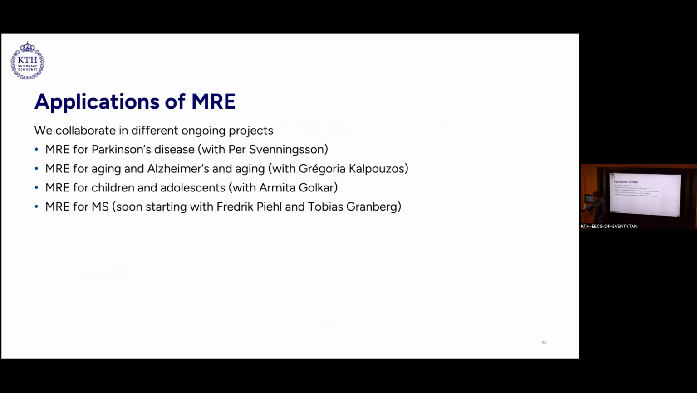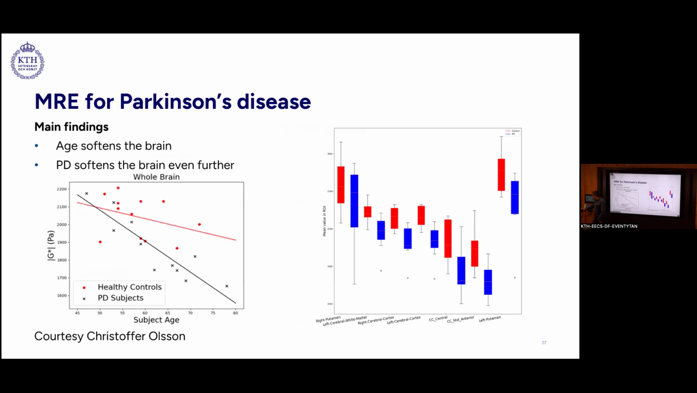We have different projects on MRI: Parkinson's, Alzheimer's, children and adolescents, and multiple sclerosis. And we also have a couple of cases of cancer. These are some results we have, especially for the Parkinson's cohort. What we found is that age softens the brain. You can see here, this is the age of the subjects, and this is the stiffness. So you have this decline here.